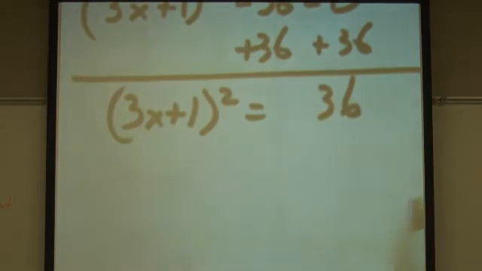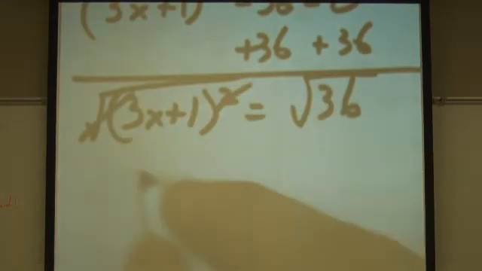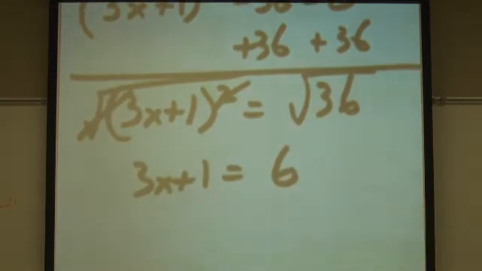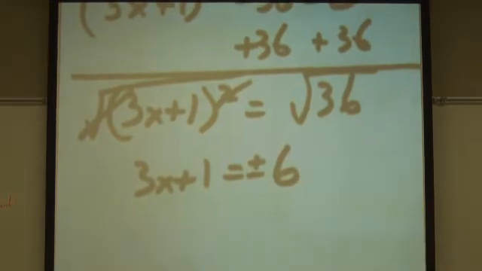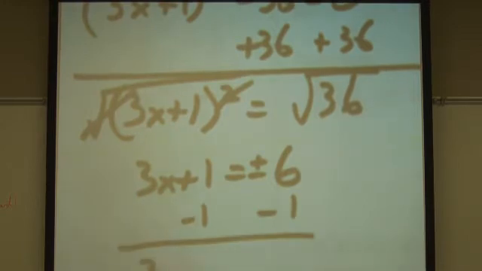And then what do you think we will do? We're going to go for that square root. Square root both sides. That's 3x plus 1 equals plus or minus 6, don't forget that. And now subtract 1 from both sides. So subtract 1, and that means you're going to have 3x equal to 6 minus 1, which is 5. But then you're also going to have negative 6 minus 1, which is negative 7.